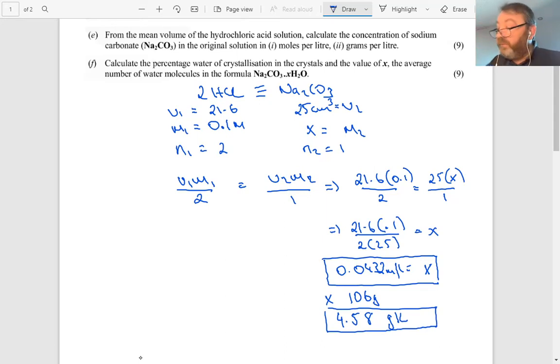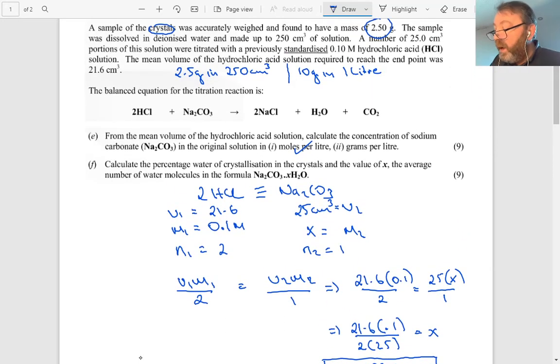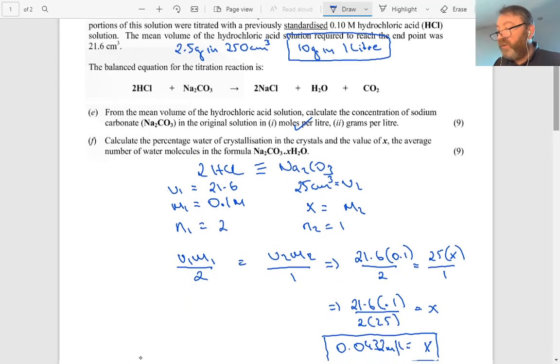Now, that's that part done, moles per litre. My moles per litre was 0.0432, and then I want to turn it into grams per litre. So we multiply the 0.0432 by the mass of sodium carbonate, that's the mass of Na₂CO₃, and that gives me 4.58 grams per litre. Okay, but go back up here. How much crystals did I put into a litre? I put in 10 grams.